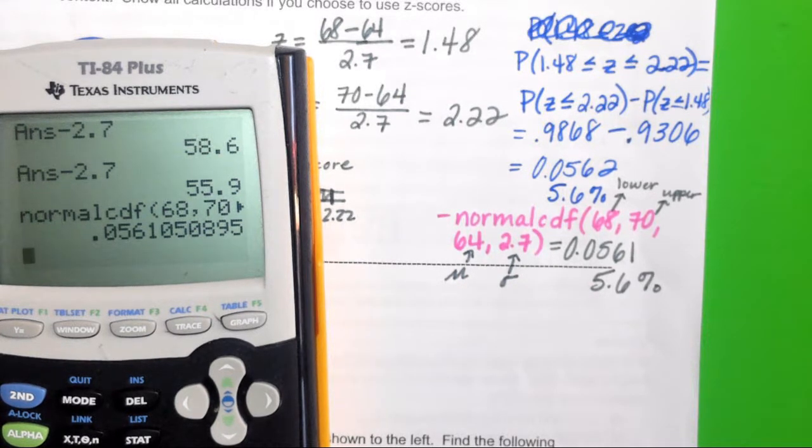Okay, so again we get 5.6%. So either way, Hunter and I both get 5.6%. He has to remember less. He just needs to remember a calculator button. I actually have to turn it into Z-scores, then use my Z table. It takes a little longer.